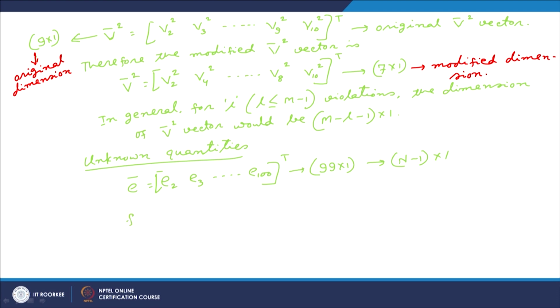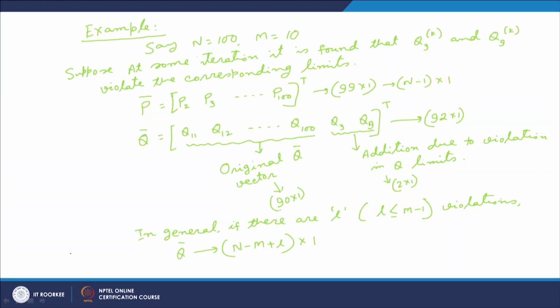Similarly, the F vector would also be F2, F3, F100, and in this case it would be 99 cross 1. In general, it would be n minus 1 cross 1. So, we are taking an example here. So, this is an example.